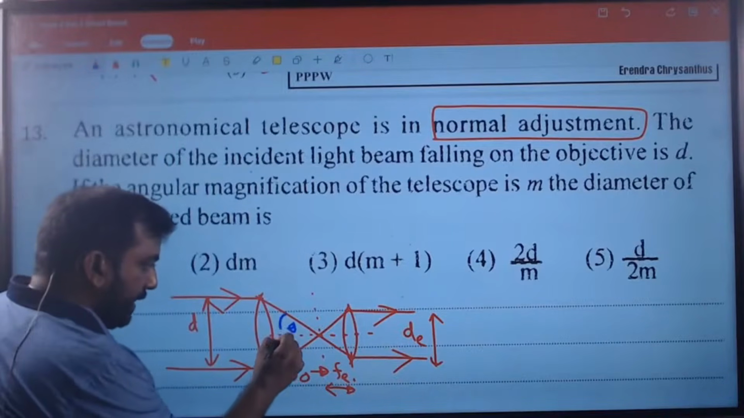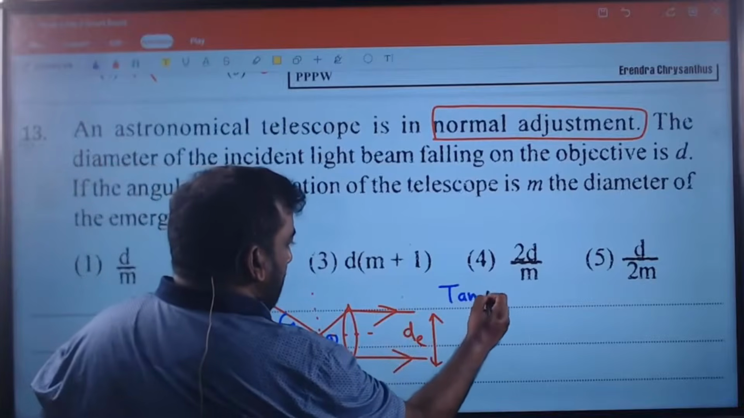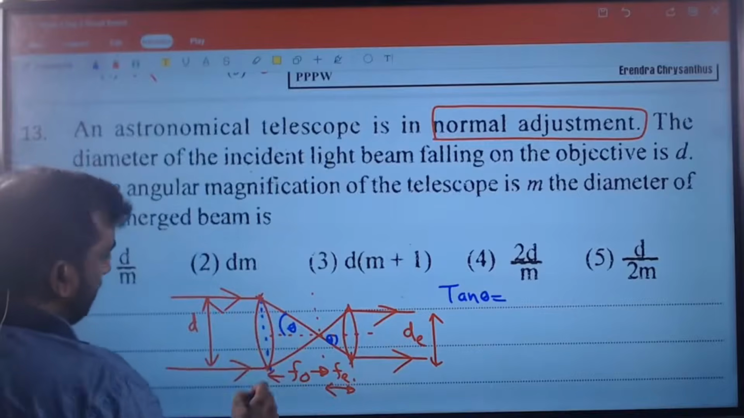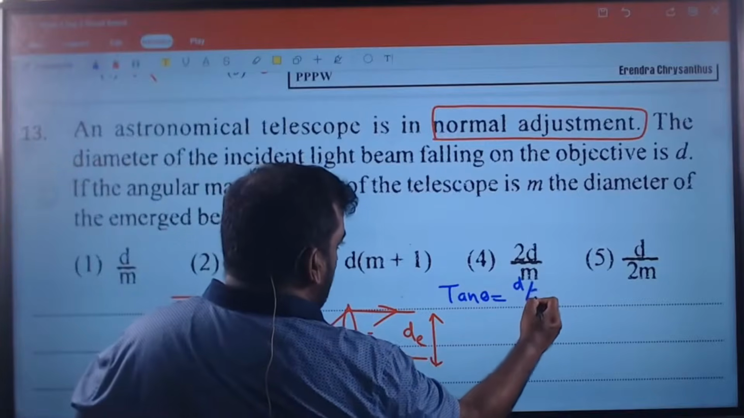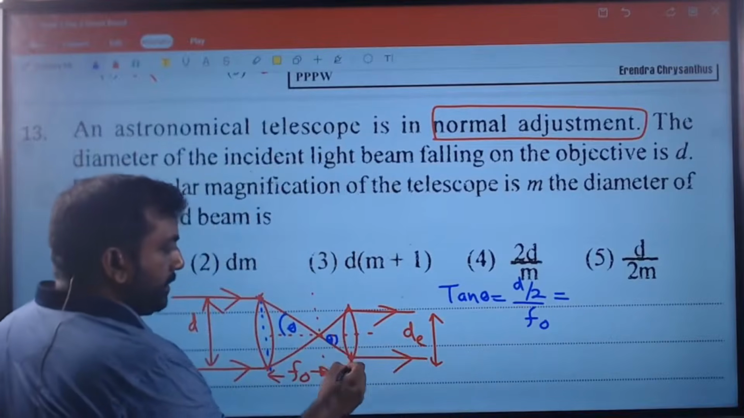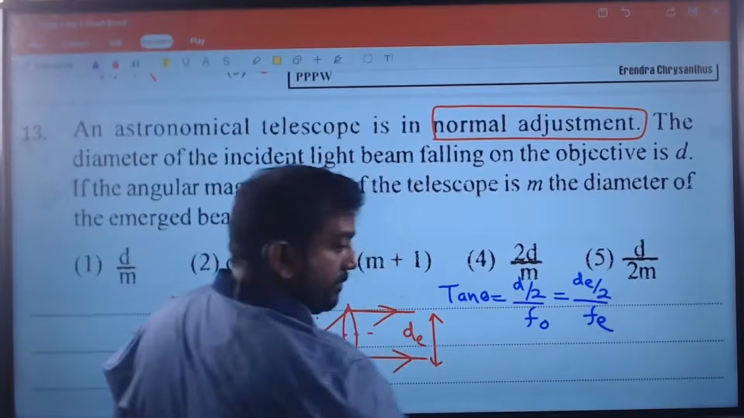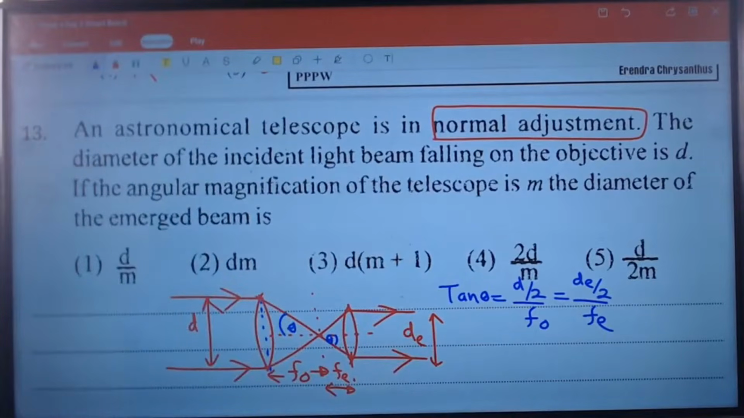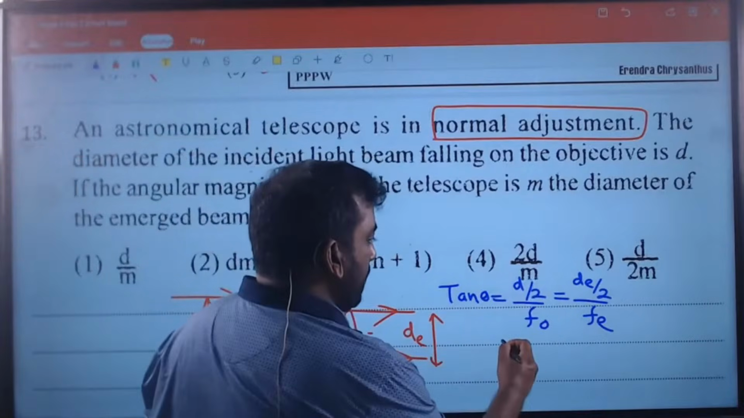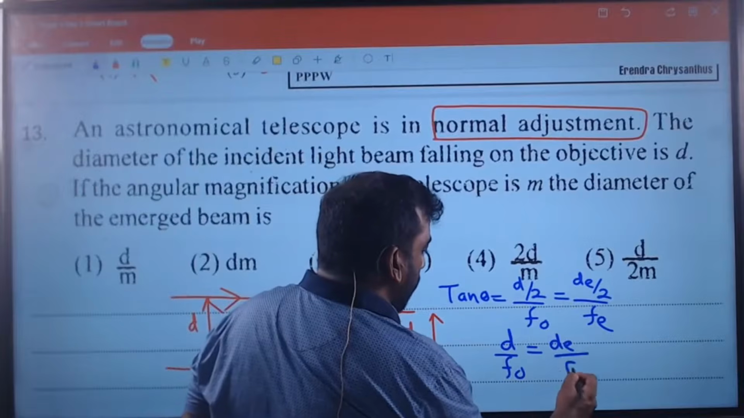If this angle is theta, this angle is theta. Tan theta is equal to opposite over adjacent, half this length, D divided by 2 over F naught. Tan theta is opposite over adjacent, dE divided by 2 over FE. What can you say here? 2 cancels off. D over F naught equals dE over FE.